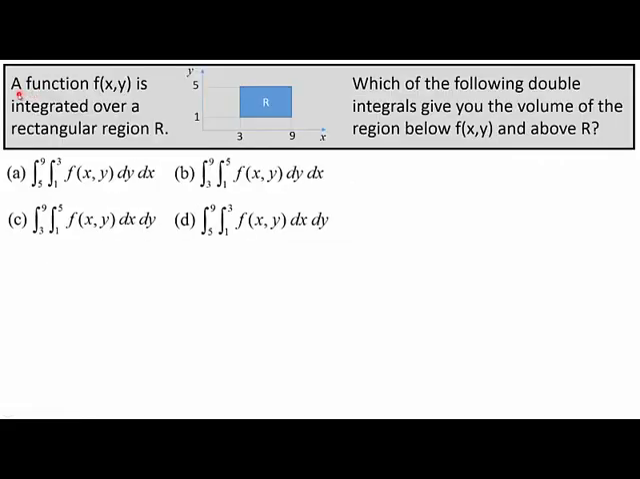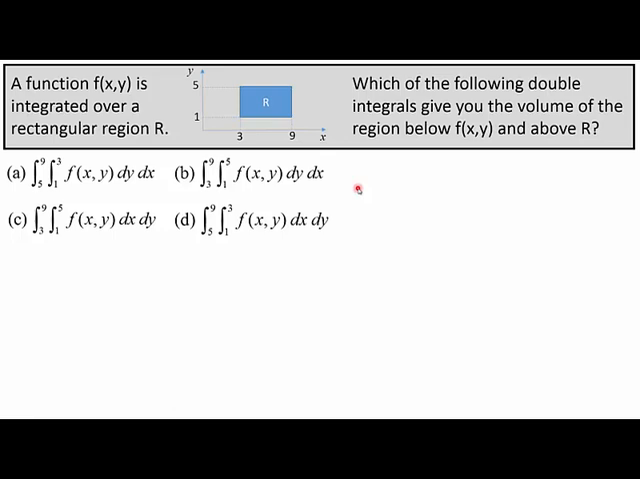In this question, a function f of x and y is integrated over a rectangular region R. So this is the rectangular region R. X is from 3 to 9, y is from 1 to 5. Which of the following double integrals give you the volume of the region below f of x and y and above R? So notice that you have 4 choices here. You have A, B, C, D. Study the order of the dy and dx as well as the limits of integration, and decide which one is the correct one to give you the volume below f of x and y and above R.